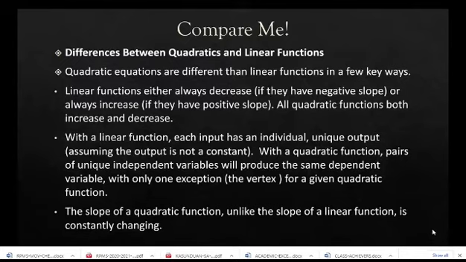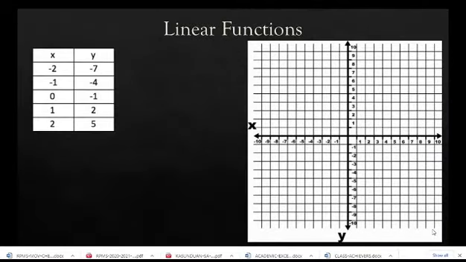And then, the slope of a quadratic function, unlike the slope of a linear function, is constantly changing. Hindi, like dun sa slope ng linear function kasi, may fixed siyang slope dun sa particular equation. So, dito sa quadratic function, nagbabago yung slope niya. Okay? So, let's go over with this example.